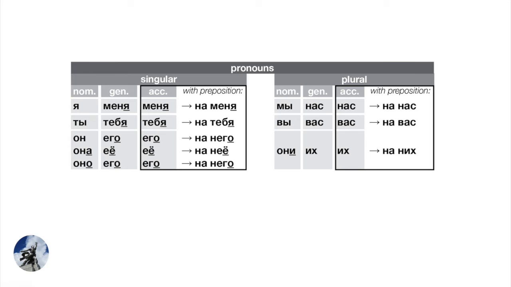So, well, let's read these out. На меня, на тебя, на него, на нее, на него, with the n there. На нас, на вас, на них. Okay, what if we don't have a preposition? We just need a direct object, right? We need to use a pronoun as a direct object, like he sees me, I see you, we see him, those kinds of examples. Well, that would be simply меня, тебя, его, ее, его, нас, вас, их.